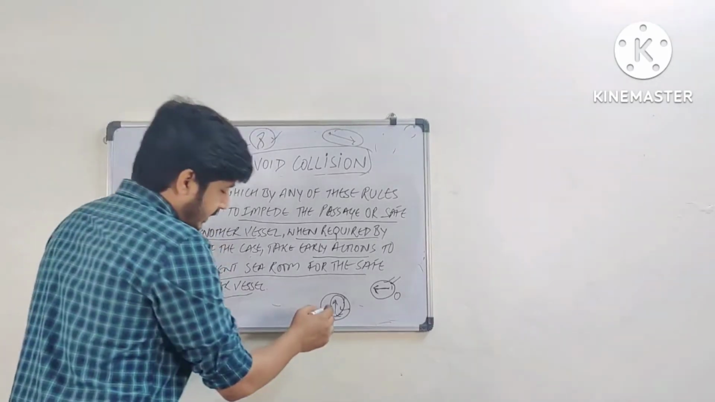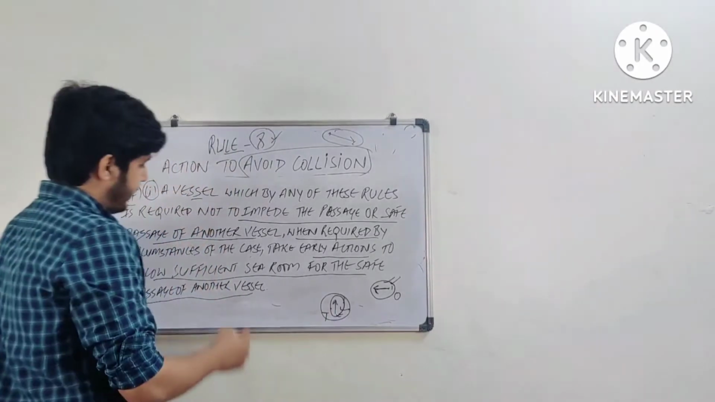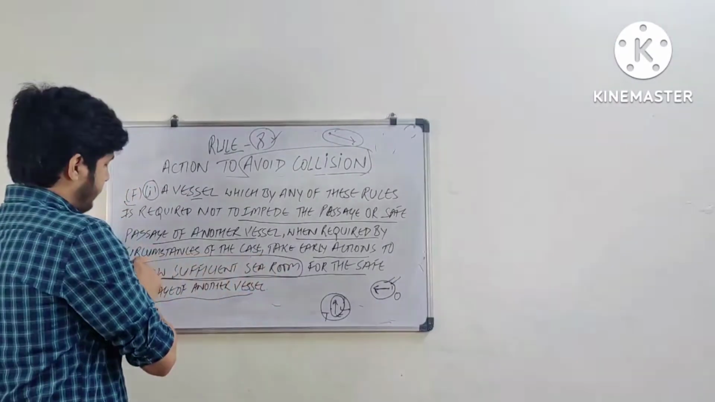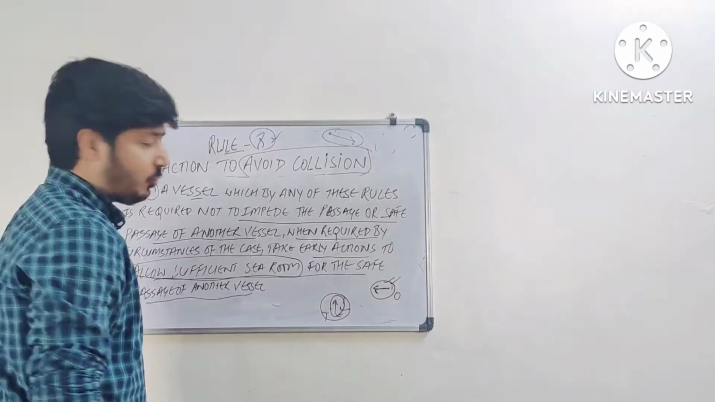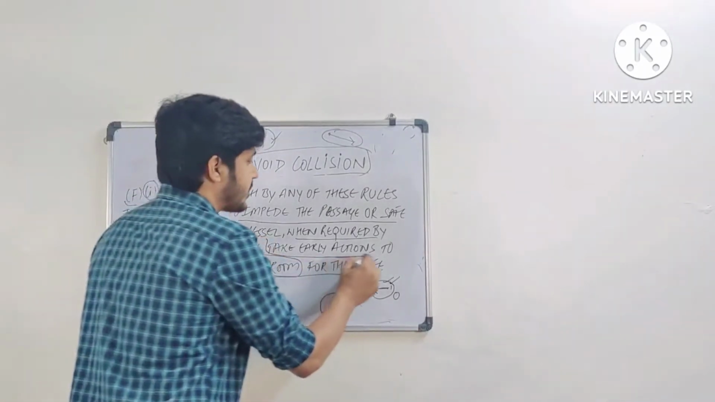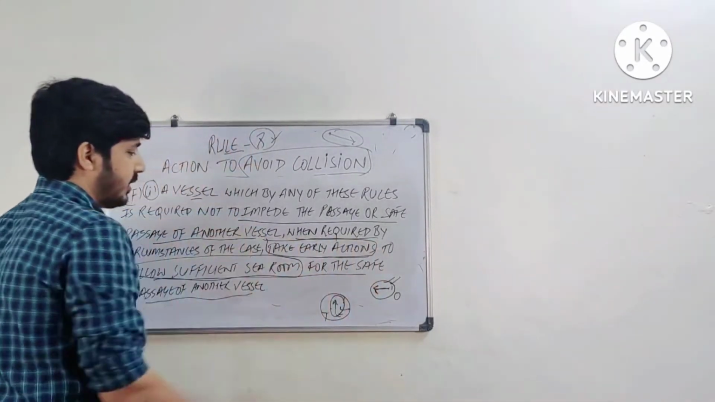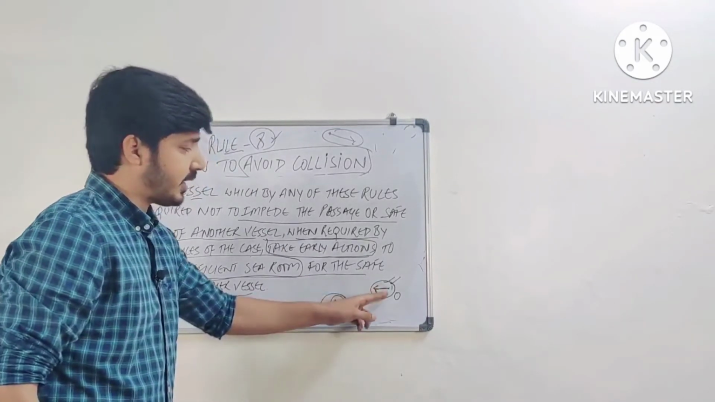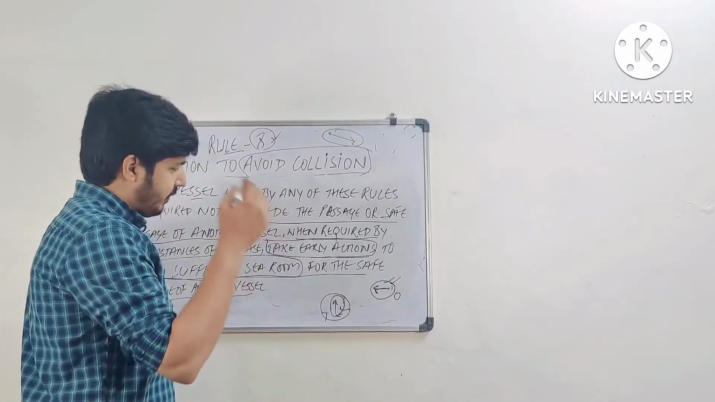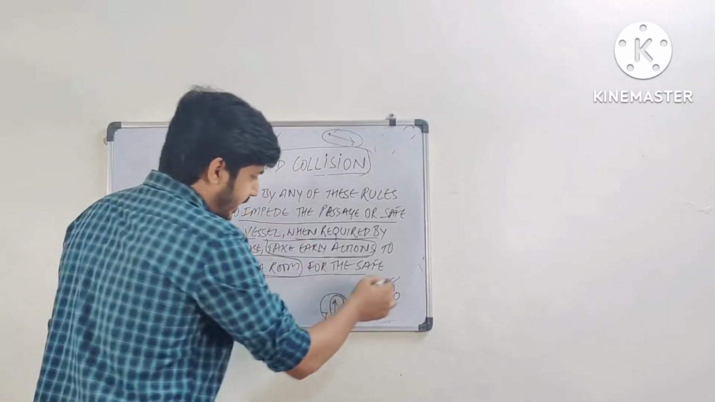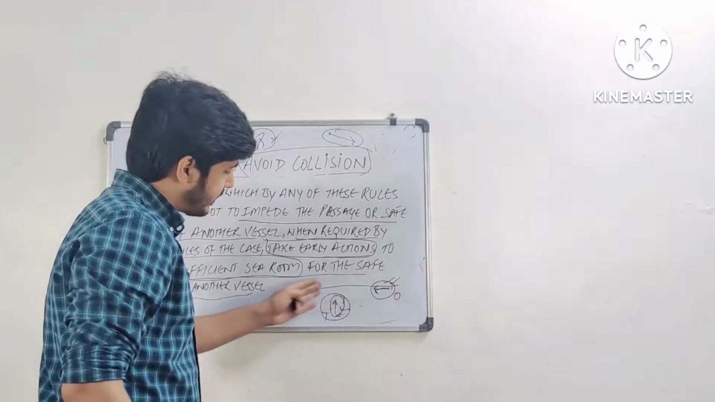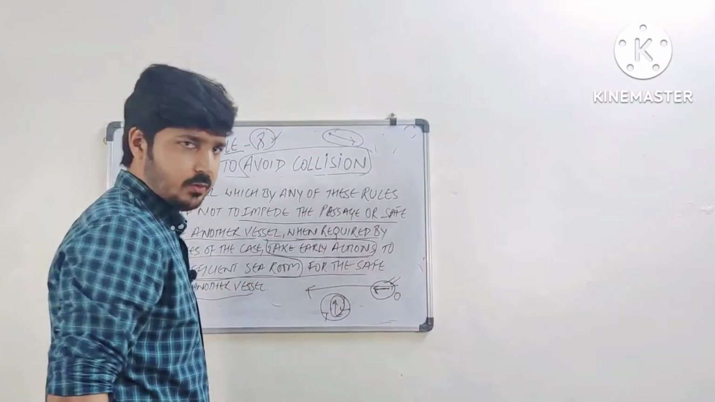Okay, what does this vessel need to do? It needs to allow sufficient sea room. By doing what? By taking early action. Let's say if this vessel is observing that another vessel is coming, take early action, reduce the speed and let her go first. Let me go first, then you can go.